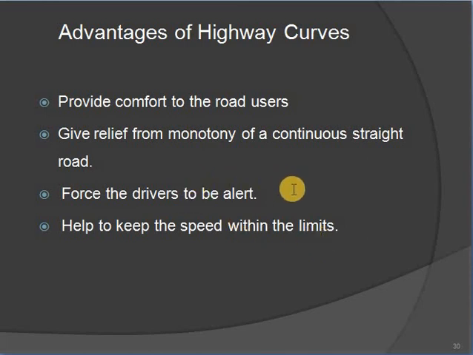So highway curves are provided depending upon the roads, the turnings where the road will be acting and how it will go up and down. The drivers will also be alert and within the limits. That's where the curves come in, so that there is no continuous straight road anywhere.